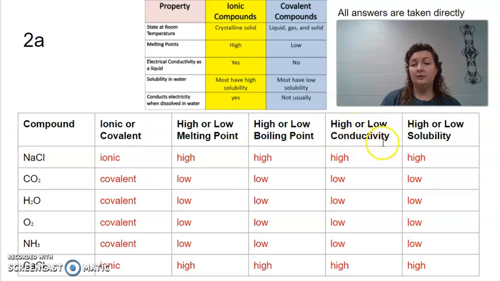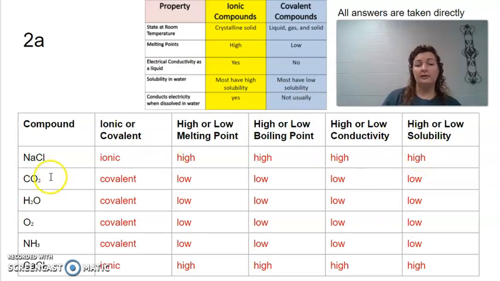So high or low conductivity. If we look at our conductivity, we can see that there's 2 different ones. There's conductive in a liquid and conductive when dissolved. So if we look at both of these, they're both yeses. So we can make an inference and say this is high conductivity, right? And then high solubility or low solubility, if we look, it says it has mostly high solubility. So there we go, we put high.